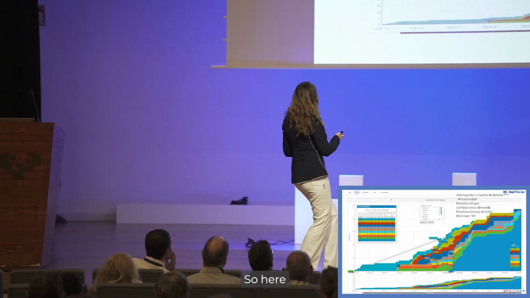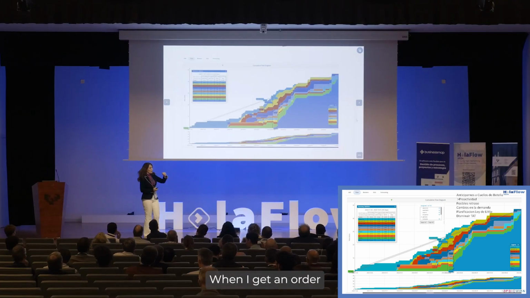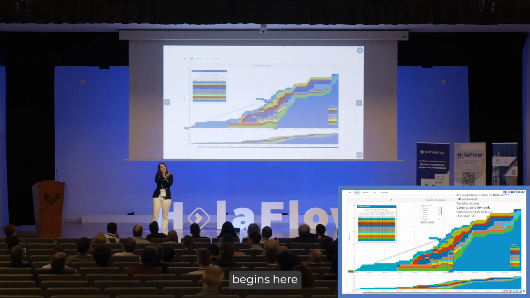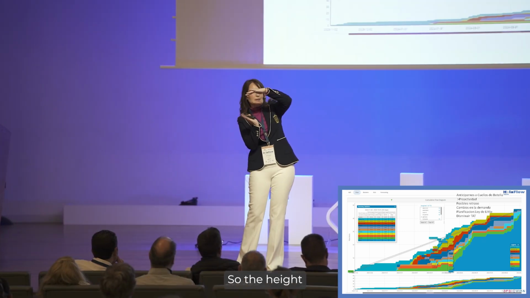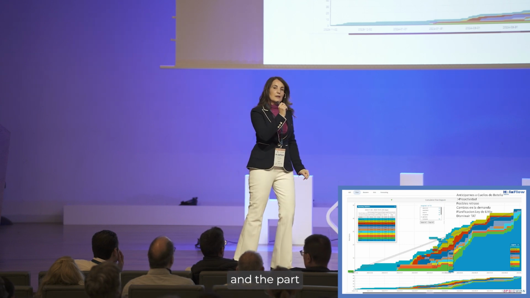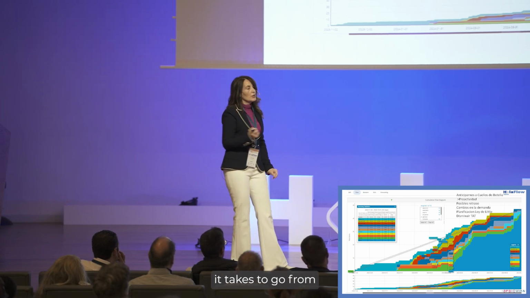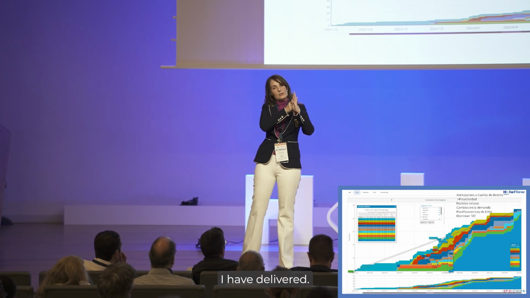Okay, so here what we can see is, for example, let's focus on writing. When I get an order, the writing begins here and ends here. What do I have? All the documents that I need to review, instead of having them like this, we are going to look at them in this way. And those are each of the colors that we are seeing there. So the height reflects the number of inventories we have, and the part of the base, that's the time it takes to go from the time work has been requested until what I have delivered.